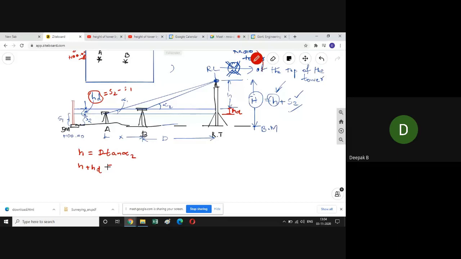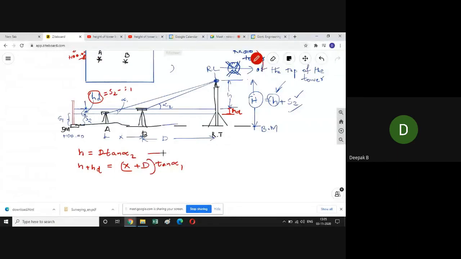which will be equal to what as per trigonometry? X plus capital D tan alpha 1, right? Earlier I took this triangle, now I am taking this big triangle. I hope that is understood. First I took this small triangle, now I took this big triangle.